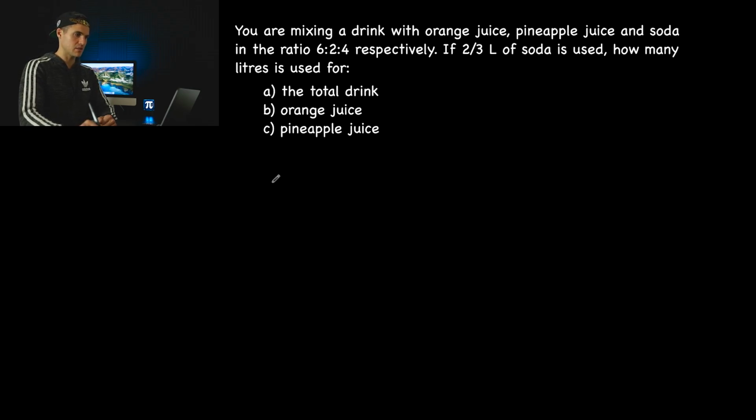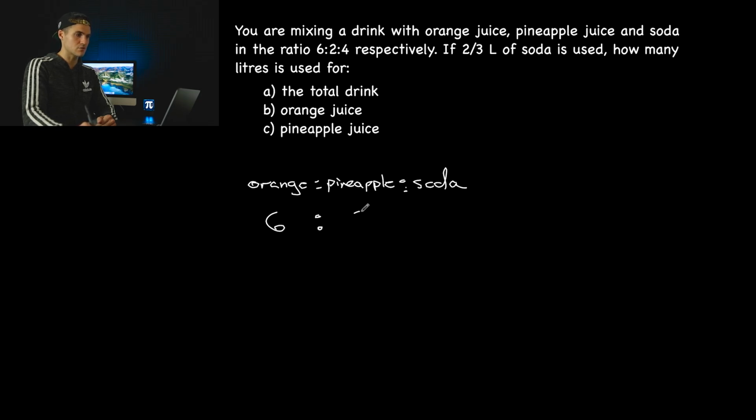So let's actually kind of draw this out first. The ratio is a respective ratio, 6 orange juice, pineapple juice, soda. So we'll say that orange to pineapple to soda, right? And so the ratio is what? 6 to 2 to 4, like that. Now, these are the parts of the orange juice, pineapple juice, and soda.